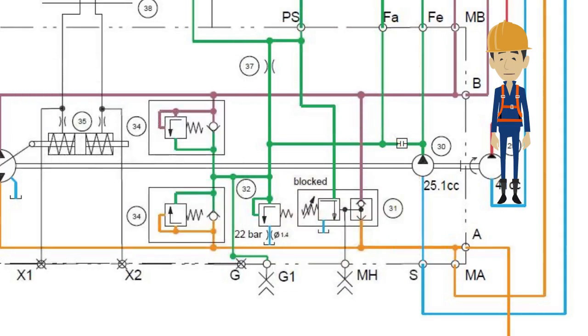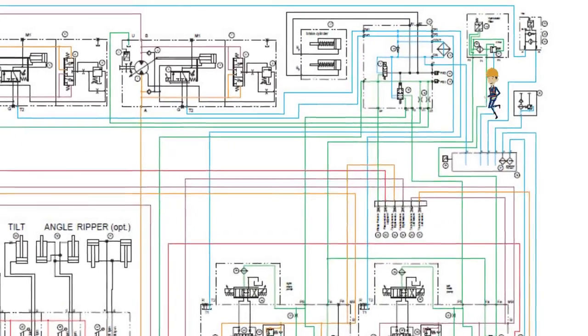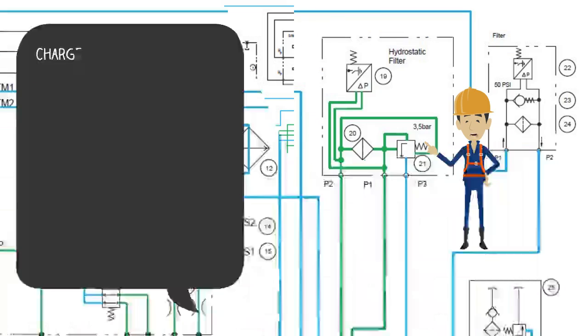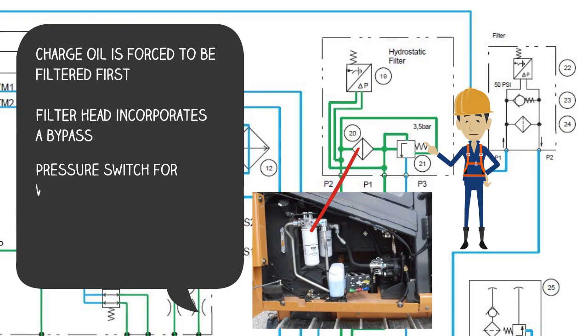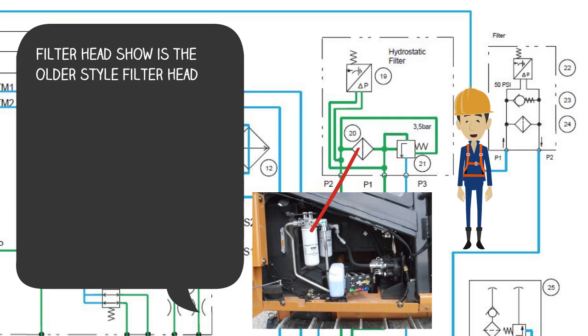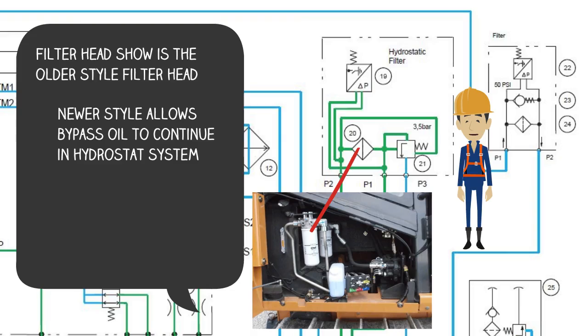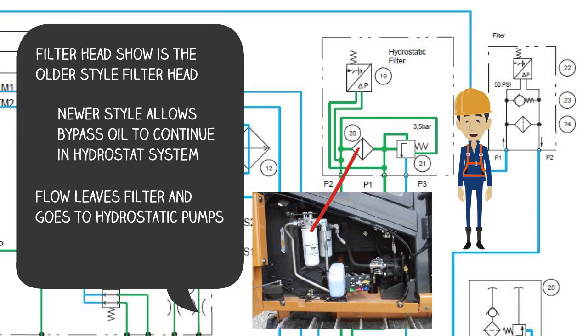Let's go to the filter. Charge oil is forced to be filtered first before being sent anywhere else in the hydrostatic system. The filter head incorporates a bypass. The pressure switch is for warning of bypass on the AIC. The filter head shown in the schematic is the older style of filter head. The newer style filter head allows the oil, after it's been pushed over the filter bypass, to continue on in the hydrostat system. Flow leaves the filter and returns to the hydrostatic pumps.